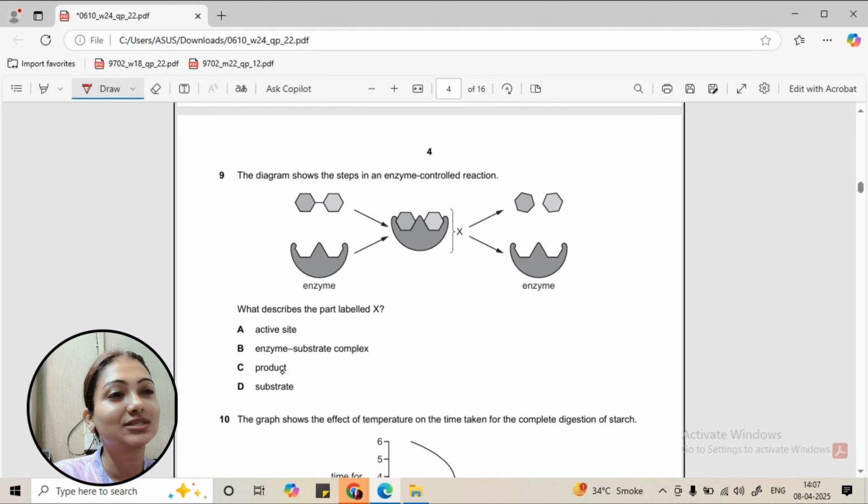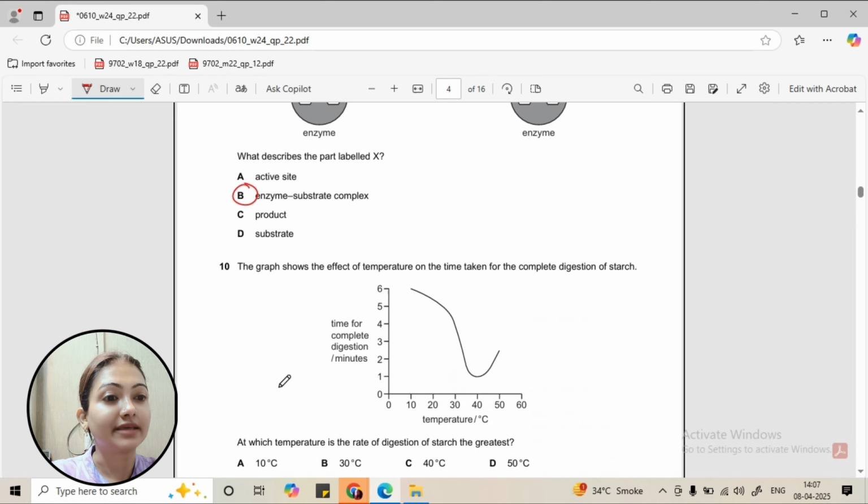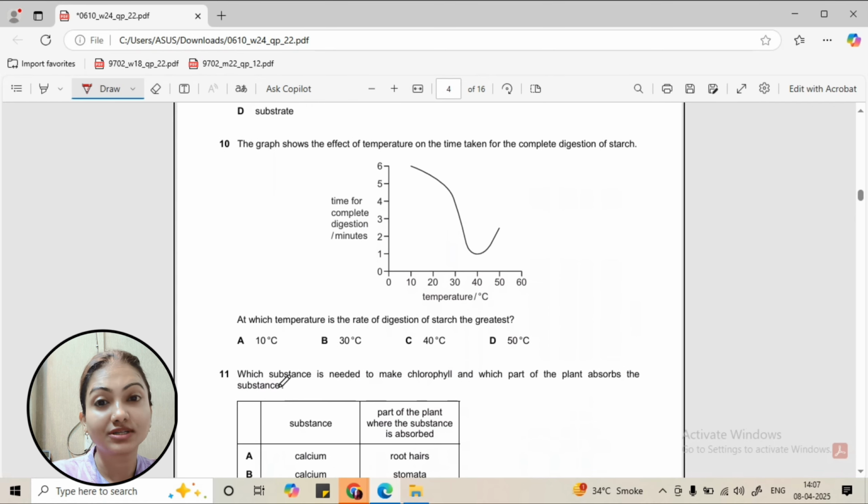9. The diagram shows the step in an enzyme controlled reaction. What describes the part labeled as X? So if you will see, this is your enzyme substrate complex already which has been formed together. So active site, no, not really. Enzyme substrate complex, yes. So your correct option is option number B.